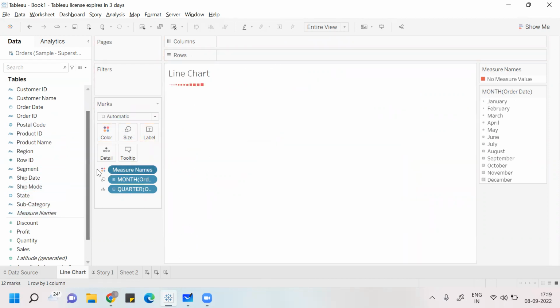So I hope you have understood whatever we have done so far. You know what measures are, right? What are measures? What are dimensions? In the last class I have already spoken about measure names and measure values. We spoke about dimensions. We spoke about different types of data types. If you have any confusion, do feel free to ask questions in the comment option. Let me know if you have any doubt.